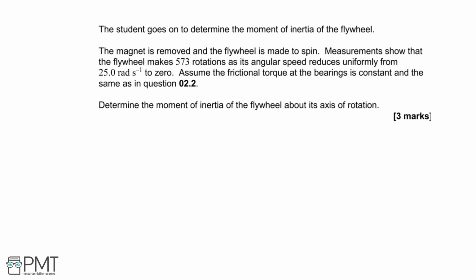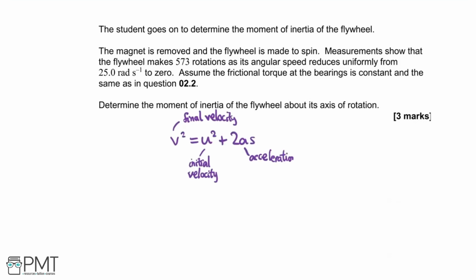So for this question, we need to use the angular equivalent of a suvat. So the linear version of the suvat would look like this. So v squared equals u squared plus 2as. We need to use the angular equivalent.